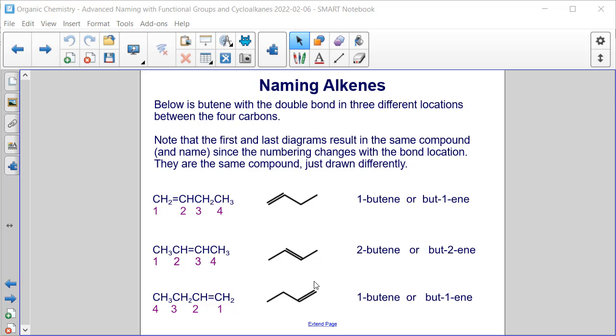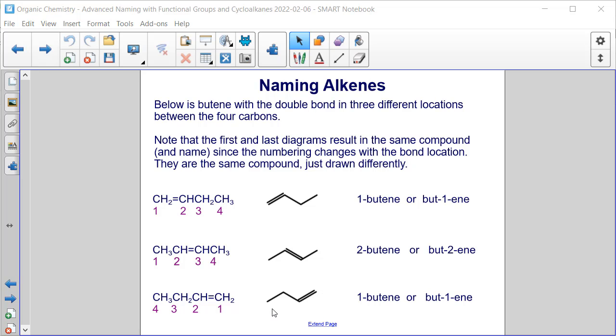We have butene here. So butene, there are 4 carbons. We know that because of this but prefix. And then ENE means that there's a double bond. And what I've shown here is 3 different representations of butene where the double bond is in 3 different locations. So in the first, it's between the first and second carbon, right here. In the second, it's between the second and third carbon in the middle. So this is carbon 2, carbon 3. And in the last, it's between the last 2 carbons.